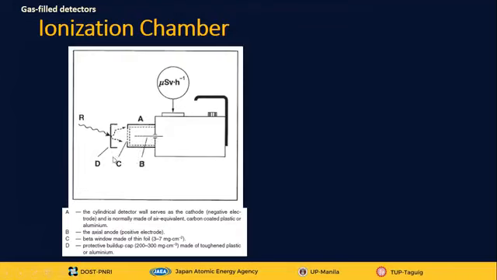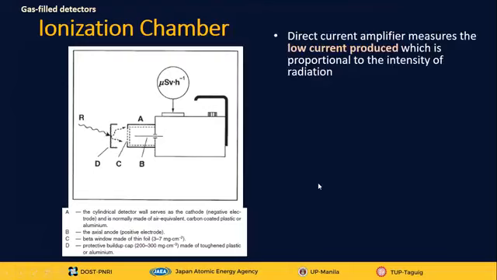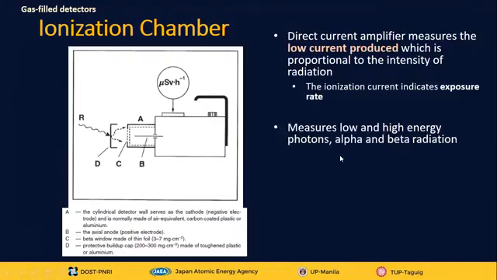We have the beta window made of thin foil, which won't allow the alpha and beta particles to be detected. So this is made up of toughened plastic or aluminum. The direct current amplifier in our detector measures only the low current produced by the primary charge, which is proportional to the intensity of radiation. So the ionization current indicates the exposure rate or the amount of charges that were produced.